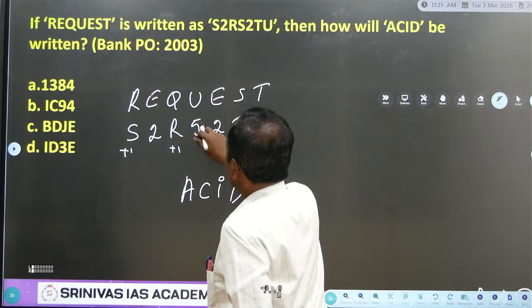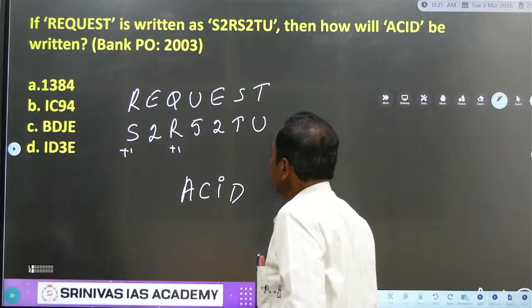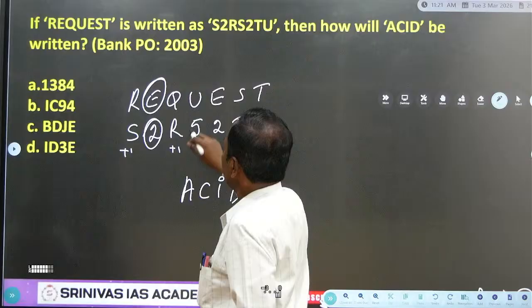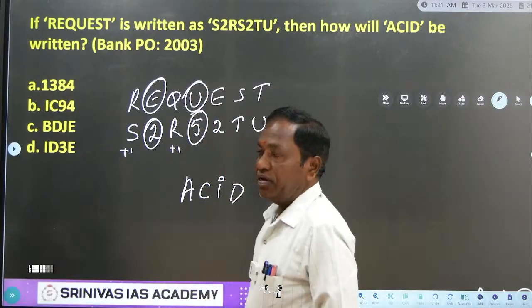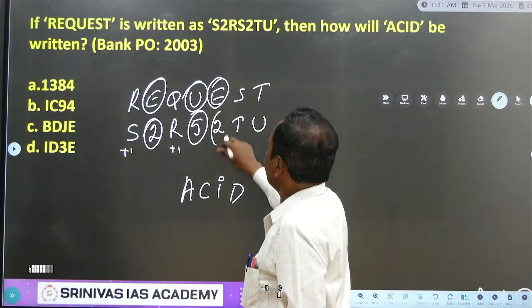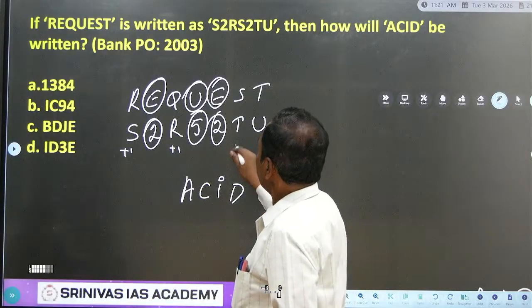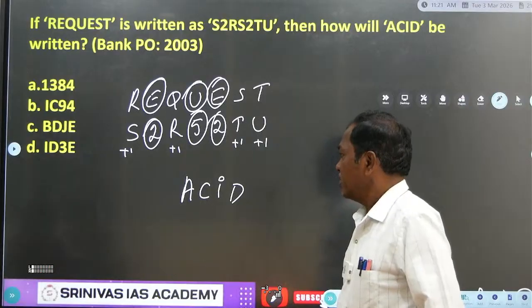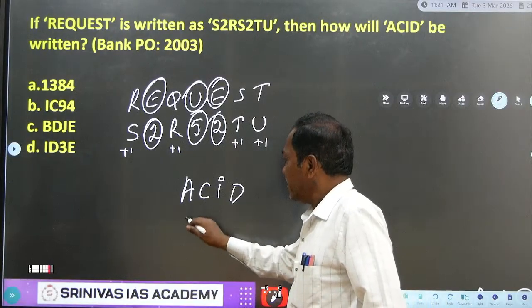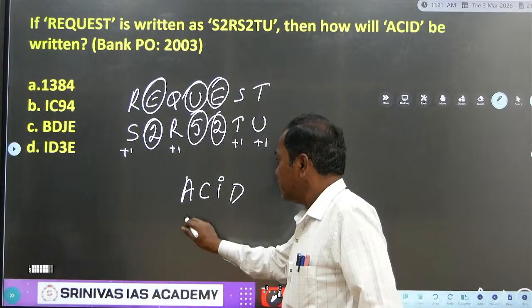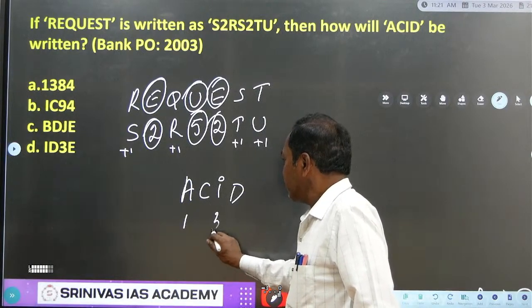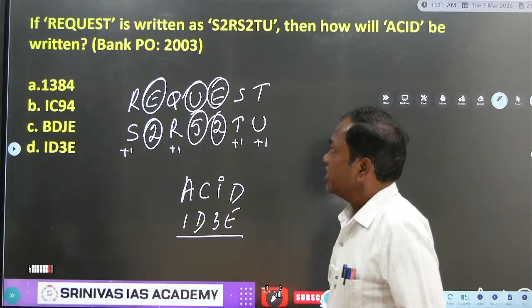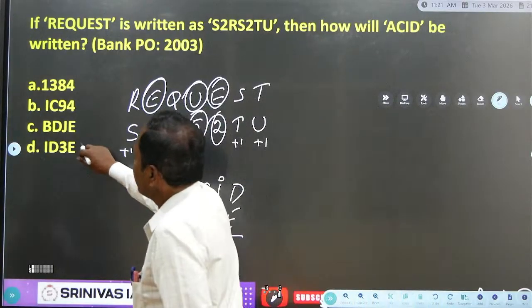This is 5. Now you can see these are the vowels. Vowels are written as numbers: U is the fifth vowel, E is the second vowel sequence, right? Then ST plus 1, TU plus 1. Consonants are moved to the next letter. So first let's complete the vowels. A is the first vowel, I is the third vowel, so option D.